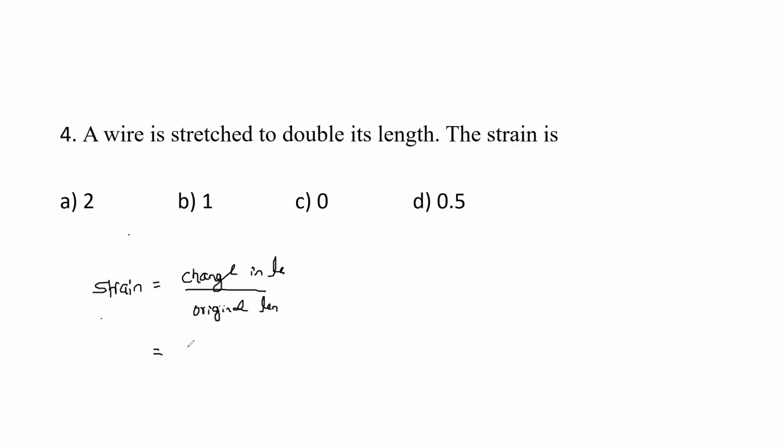So what is the change in length? It is doubled here. Therefore, we get final length minus initial length, divided by original length L. So 2L minus L is L. L divided by L is nothing but 1. So when a wire is stretched to double its length, the strain becomes 1. That is option B, the right option here.